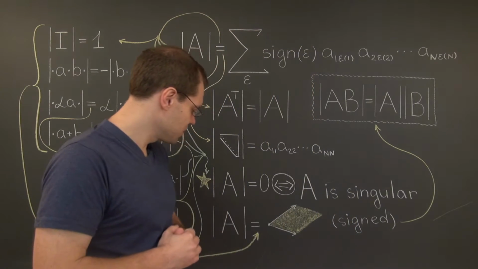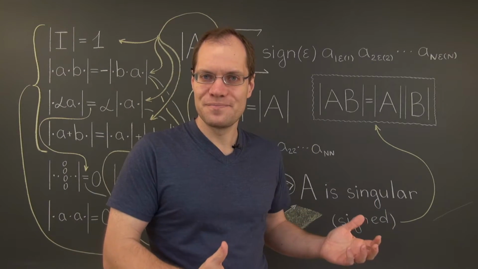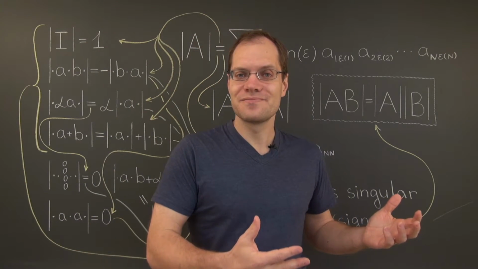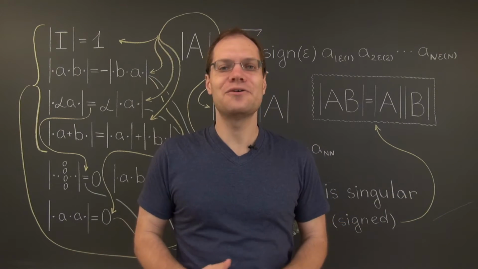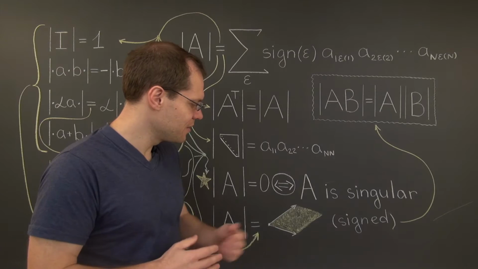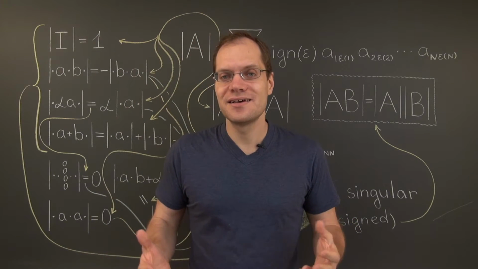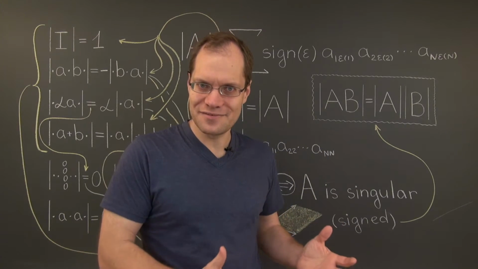Number 2, as you know, determinants can be positive and negative, but areas and volumes are always positive. So how do you reconcile that? Well, we have to start talking about signed areas. This is areas that can be positive and negative.